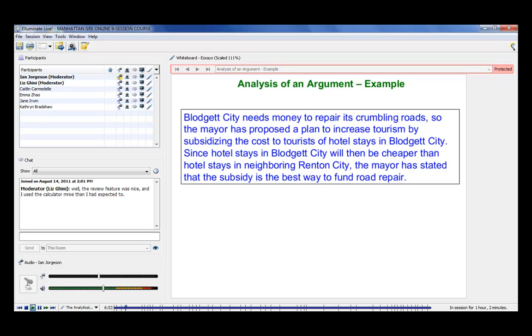So here we've got this prompt. Blodgett City needs money to repair its crumbling roads, so the mayor has proposed a plan to increase tourism by subsidizing the cost to tourists of hotel stays in Blodgett City. Since hotel stays in Blodgett City will then be cheaper than hotel stays in Renton City, the mayor has stated that the subsidy is the best way to fund road repair. I'll give you a few seconds to let that sink in and think about it. Start thinking about what the author is saying and what evidence the author is using to say it.